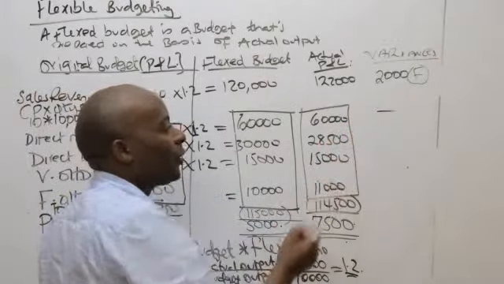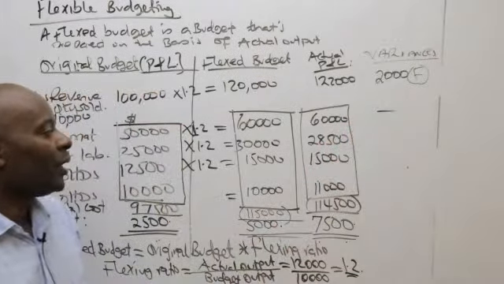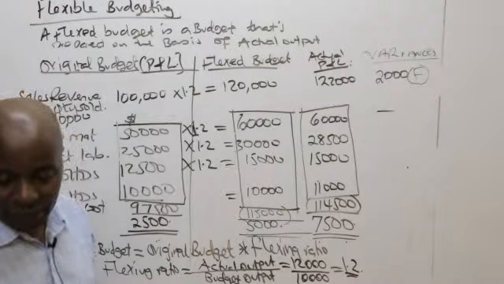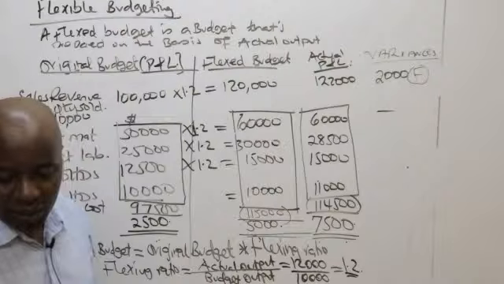A dash. The next thing is 30,000 minus 28,500. 30,000 minus 28,500 will give us what figure?